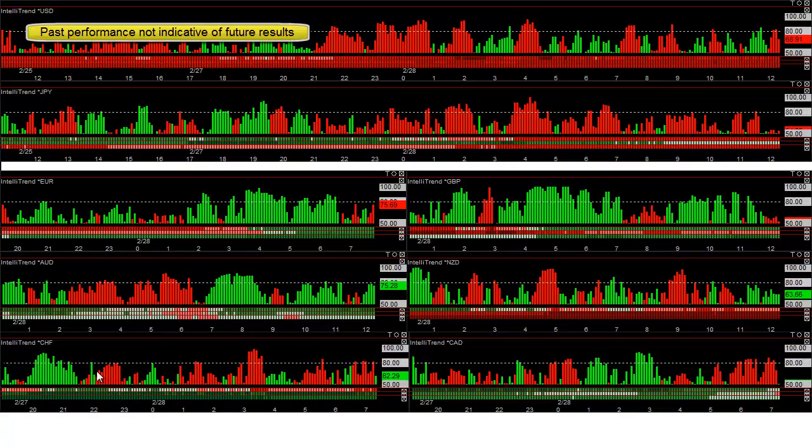Same thing with the Swiss, and it had a lot of strength last night. And for most of the day, it was pulling back and having some real-time weakness. So you wouldn't want to trade this weak one against the weak dollar.